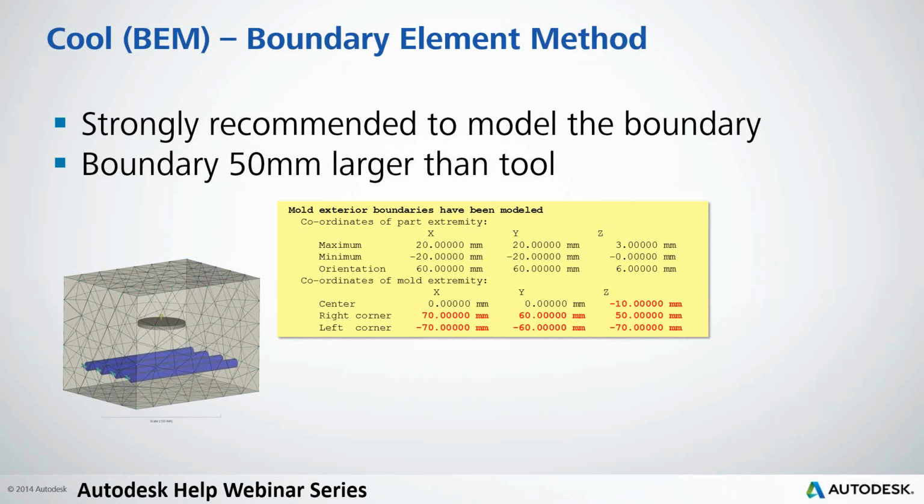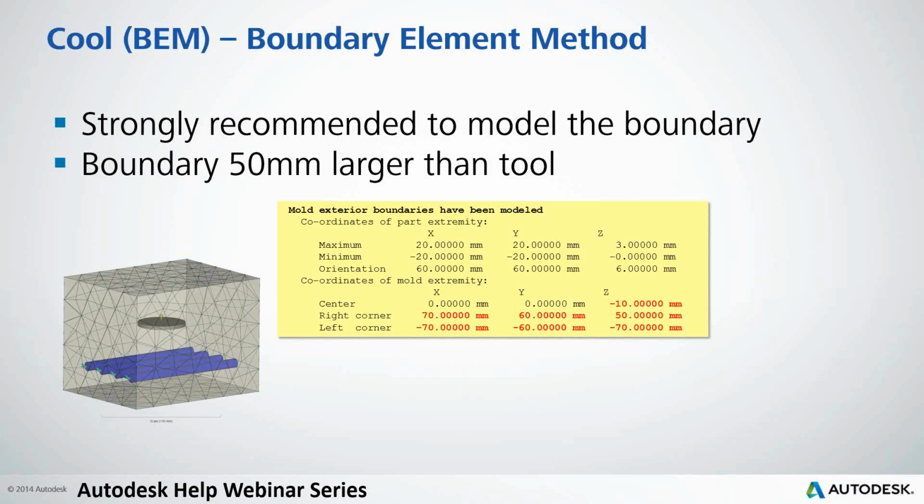And if we let Moldflow define a larger tool, probably the energy which is lost by radiation will be larger than the values that we are dealing with. Therefore, we have a rule of thumb that says if you know the size of your tool, it's okay if you define it 50 millimeters large in every direction.